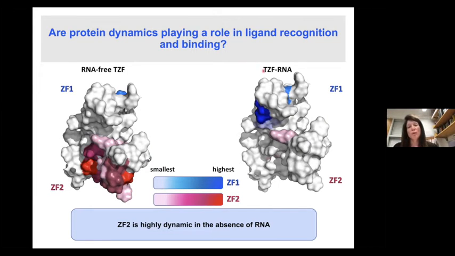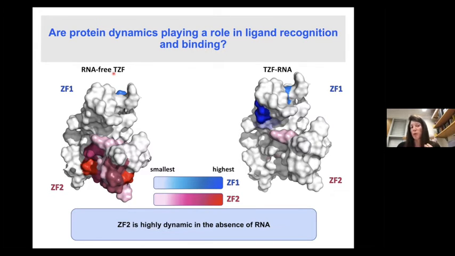Then if you look over on the right, we found that once you bind RNA to the zinc finger, the protein is relatively static now. It sort of locks it into a single conformation. So together, our SAXS data and our dynamics data suggest that this zinc finger domain is exploring a lot of conformational space in the absence of RNA. We think that may be consistent with SAXS, in that our RNA-free form of this protein has a larger Rg and Dmax value.